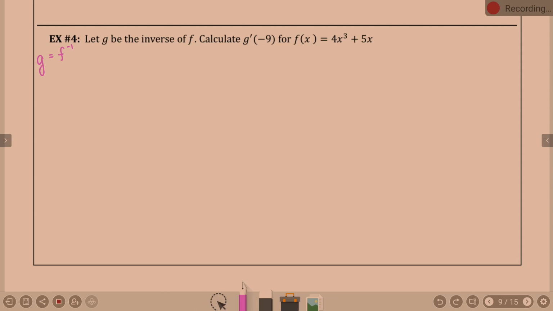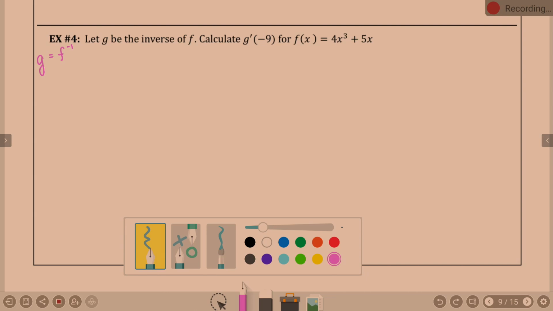Squared plus 5 is f prime of x. F prime of x is 12x squared plus 5. If we plug in the negative 9 from there, and then eventually, okay, yeah, something like that.